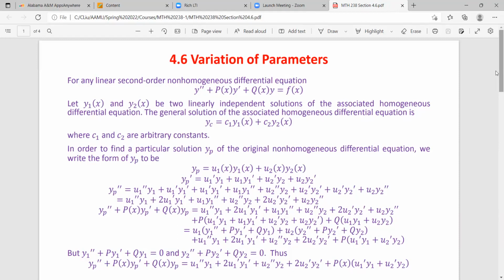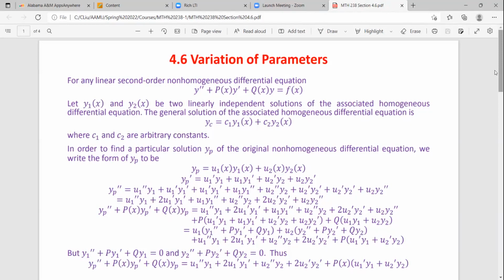So this is the solution for the associated homogeneous equation, but we're trying to solve a non-homogeneous differential equation, okay? The right-hand side, f, is not 0, okay? Now, by the way, associated homogeneous differential equation means you drop the f on the right and put 0 there, okay?